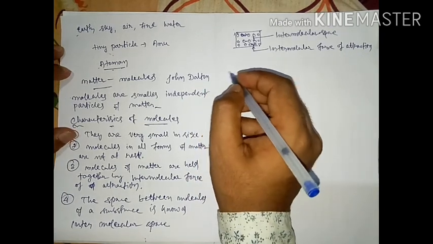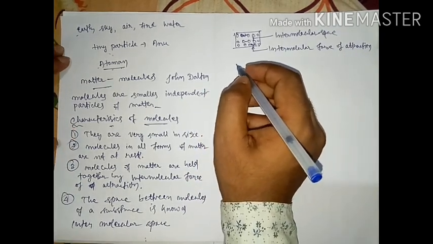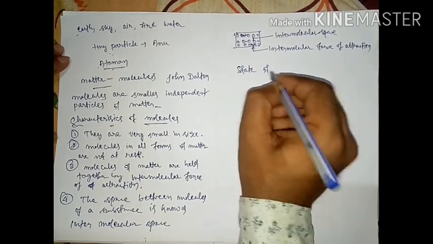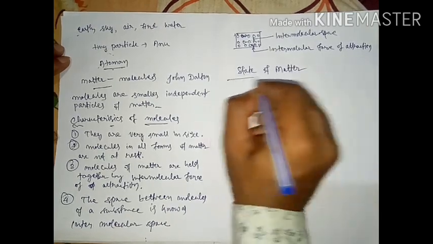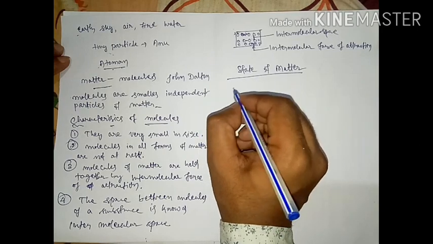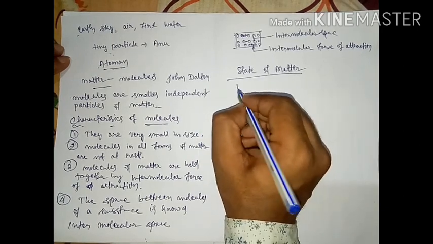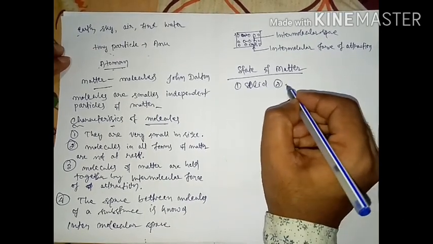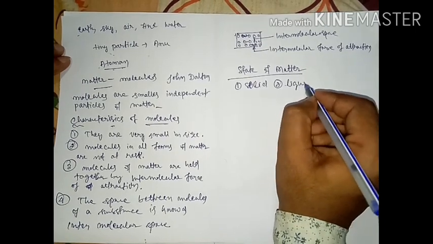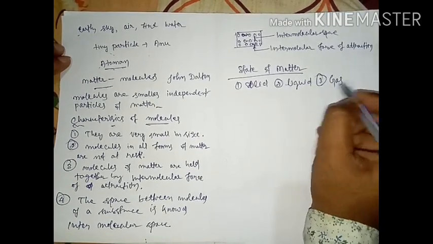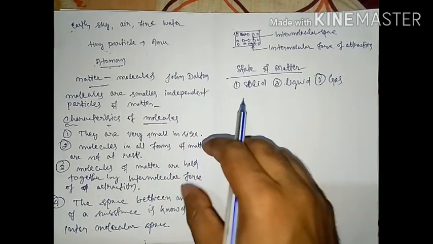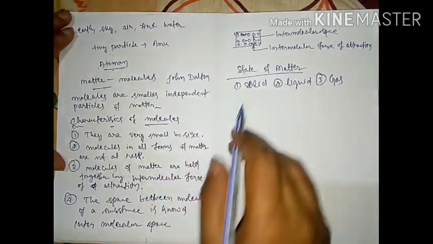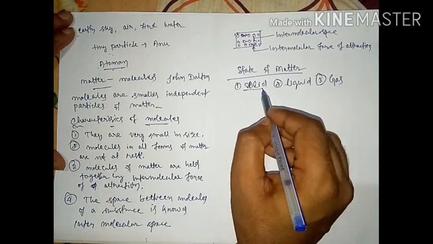Now we are going to discuss the arrangement of molecules in the states of matter. First, what are the states of matter? I hope you know. There are three states of matter: first is solid, second is liquid, and third is gas. One more state of matter is plasma, but it is not considered in your book, so I am not going to discuss that one. So solid, liquid and gas are the three different states of matter.